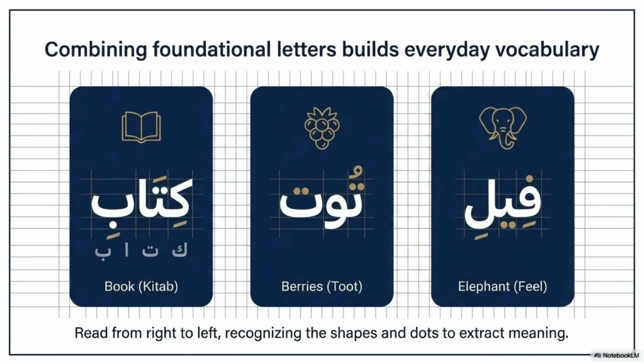Combining foundational letters builds everyday vocabulary. Examples include Kitab for book, toot for berries, and feel for elephant. Remember to read from right to left, recognizing the shapes and dots to extract meaning. Amazing! You just read 3 Arabic words.